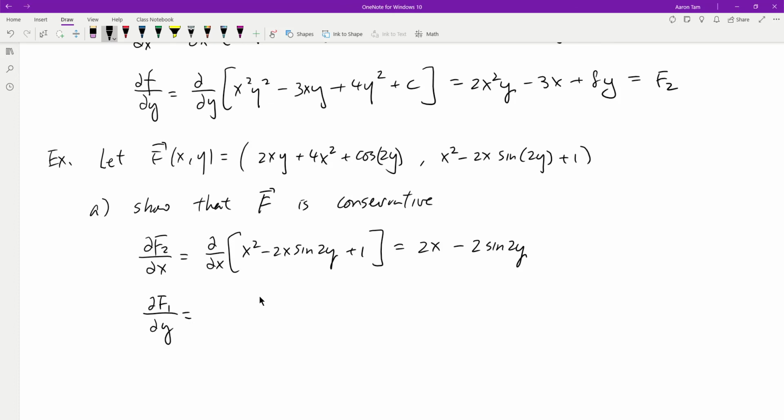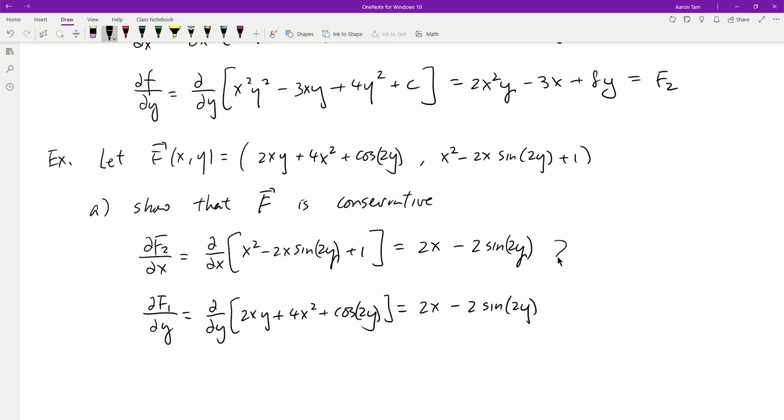So df1 over dy would be d over dy of 2xy plus 4x squared plus cosine 2y. So 2xy, when I take the derivative with respect to y, is 2x. The derivative of 4x squared goes away because that doesn't involve y. And the derivative of cosine 2y, according to the chain rule, is negative 2 sine 2y. So therefore, we do have the consistency condition. So it checked. F is conservative.